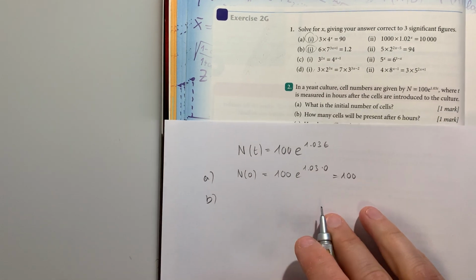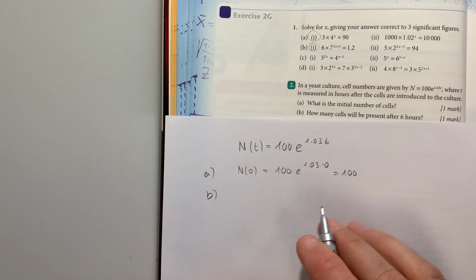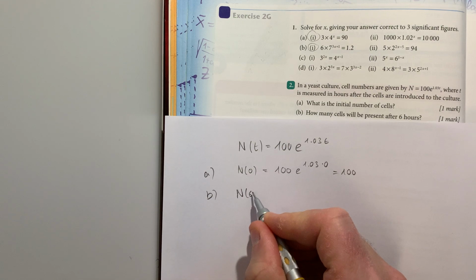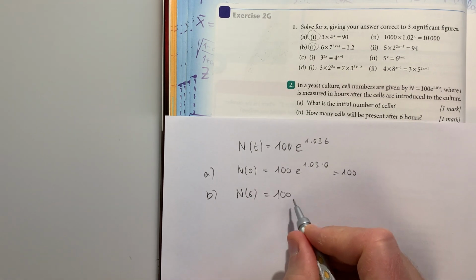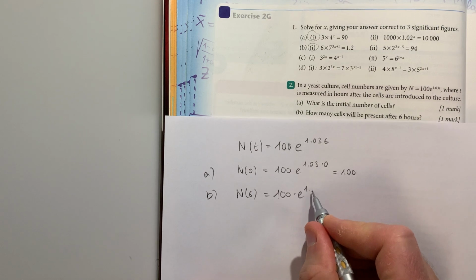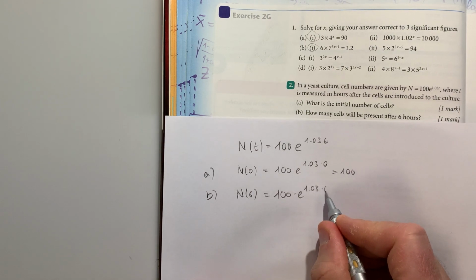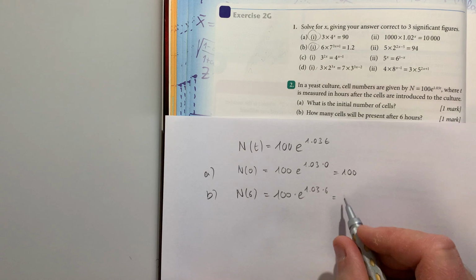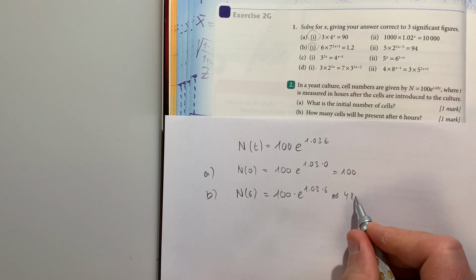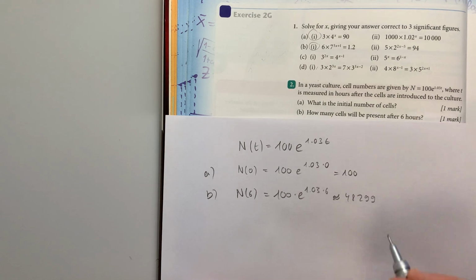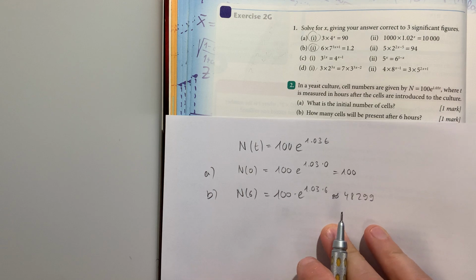B, how many cells will be present after 6 hours? Very easy as well. t is in hours, so after 6 hours it's 100 times e to the 1.03 times 6, which, if you work it out, is approximately 48,299 cells when rounded to whole cells.